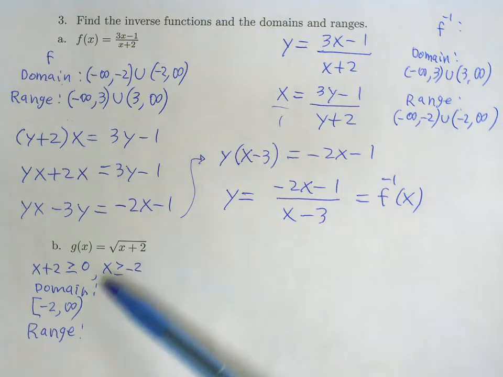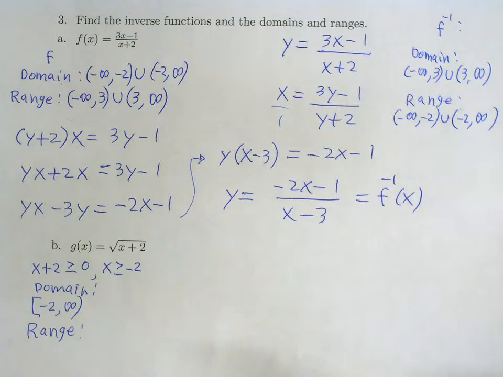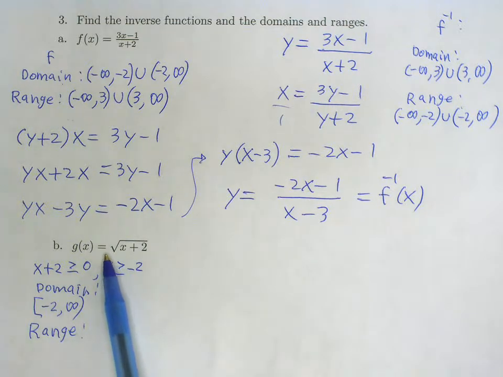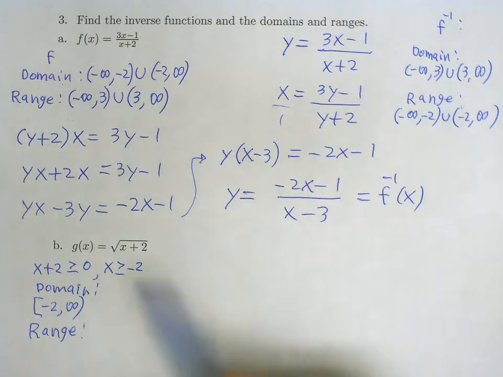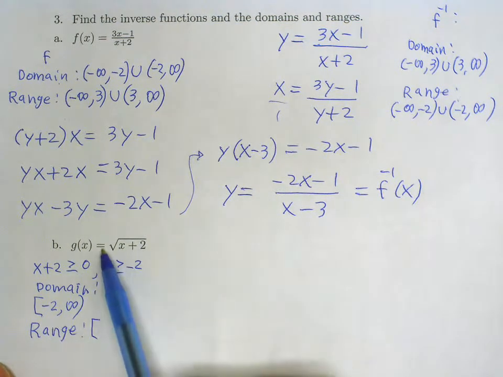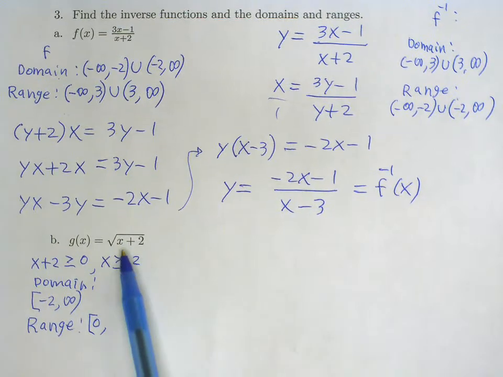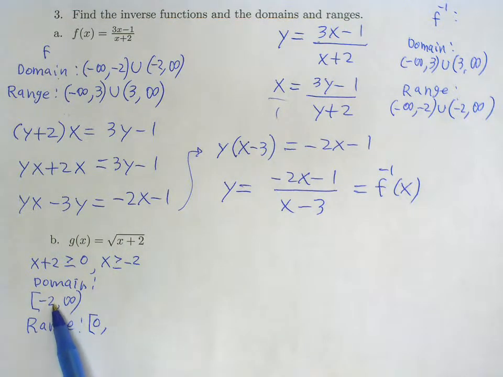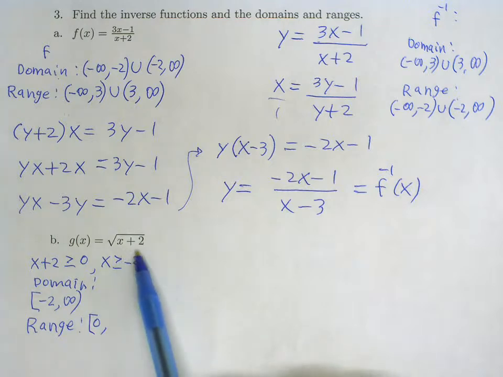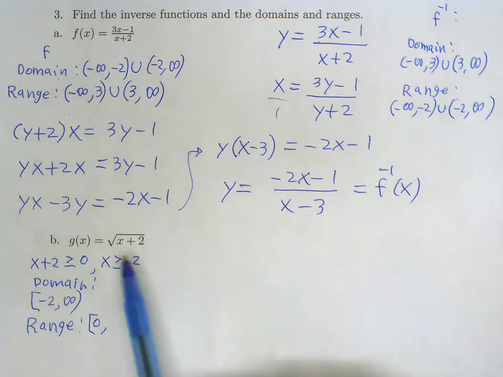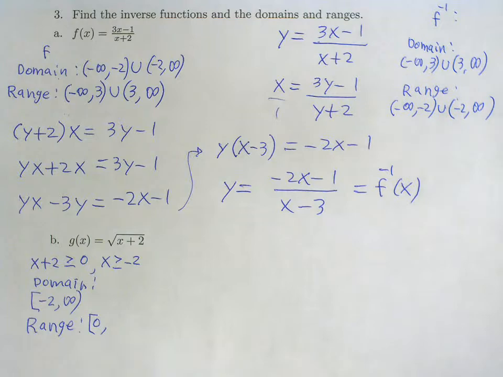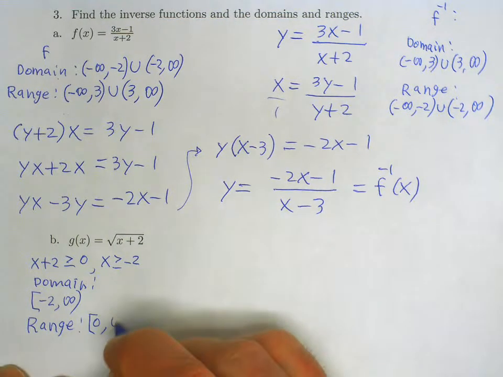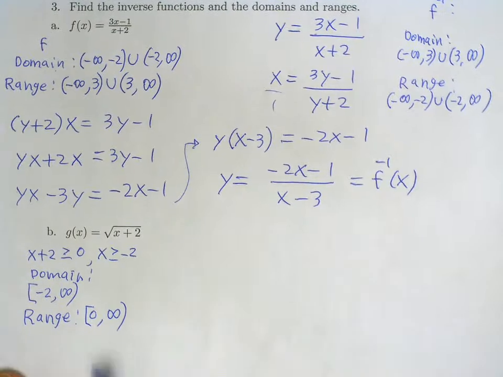So when x is -2, the square root of 0 is 0. So the range has the smallest number. Notice that this is the positive square root of x plus 2. So the smallest range value has to be 0, and all of the other ones have to be positive because it's the positive square root. And then for values of x greater than or equal to -2, x plus 2 goes to infinity as x goes to infinity, and the square root of positive numbers that go to infinity also go to infinity. So the range is from 0 to infinity, including 0.